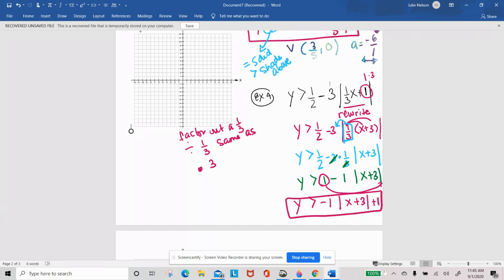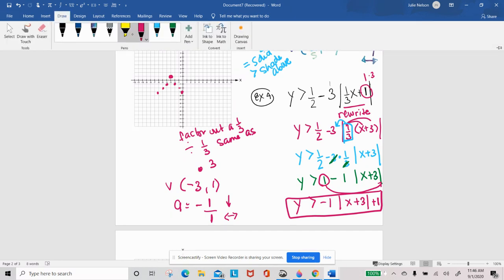So where's your vertex? Well, your vertex is the opposite of the inside. Keep the outside. So we have negative 3 comma 1. A is negative 1, and anytime it's not a fraction, you're going to put it as a fraction. So it's down 1, right and left 1. And I can keep going down 1, left 1, down 1, left 1, down 1, right 1, down 1, right 1, and so on.